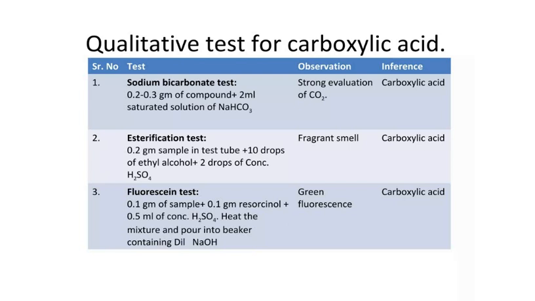Do the esterification test: a little pinch of solid sample in a test tube, you can add 10 drops of ethyl alcohol and 2 drops of concentrated sulfuric acid. Fragrant smell, then you can infer that carboxylic acid is present. And fluorescein test: 0.1 gram of sample plus 0.1 gram resorcinol plus 0.5 ml of concentrated sulfuric acid. Heat the mixture and pour into a beaker containing dilute sodium hydroxide. Green fluorescence means carboxylic acid is present.